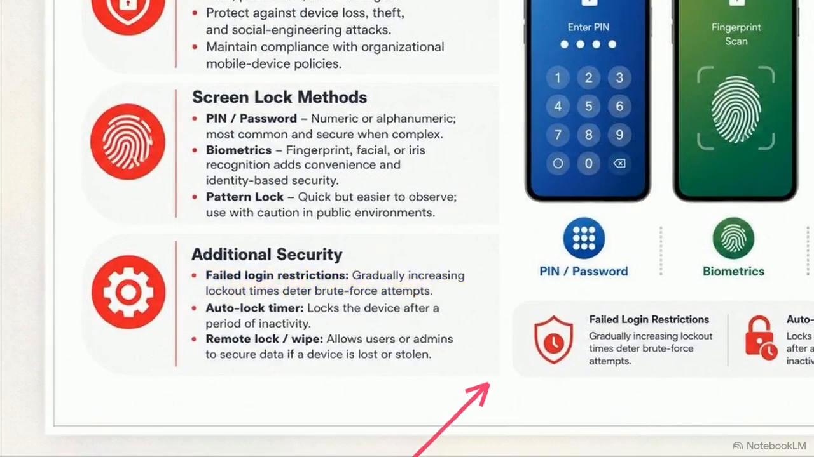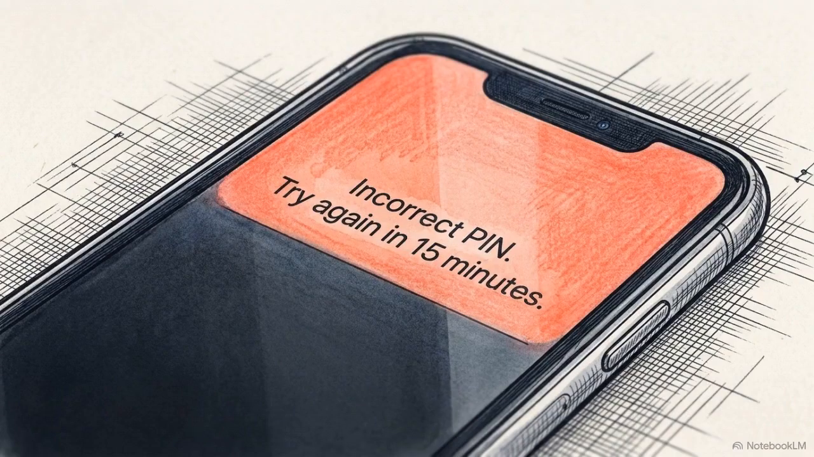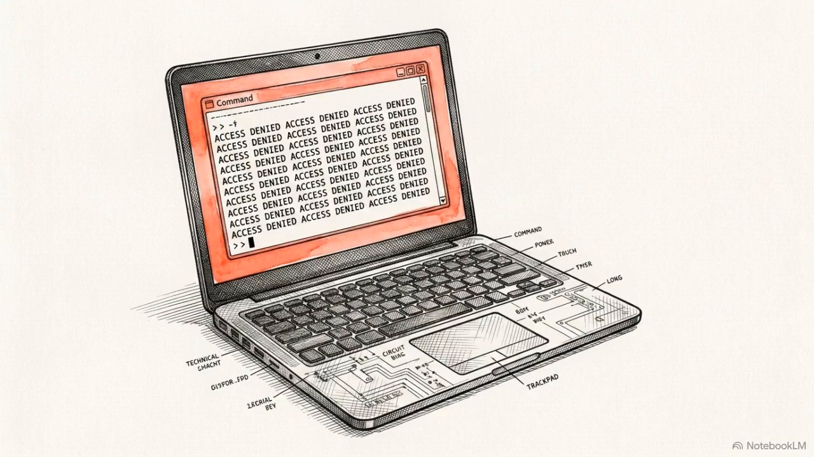Notice the failed login restrictions at the bottom of the graphic. By gradually increasing lockout times after incorrect attempts and enforcing auto-lock timers during inactivity, the operating system neutralizes brute force tools and limits the window for social engineering attacks.